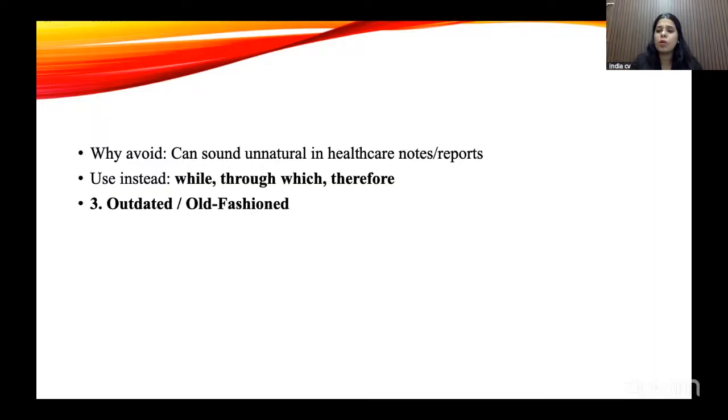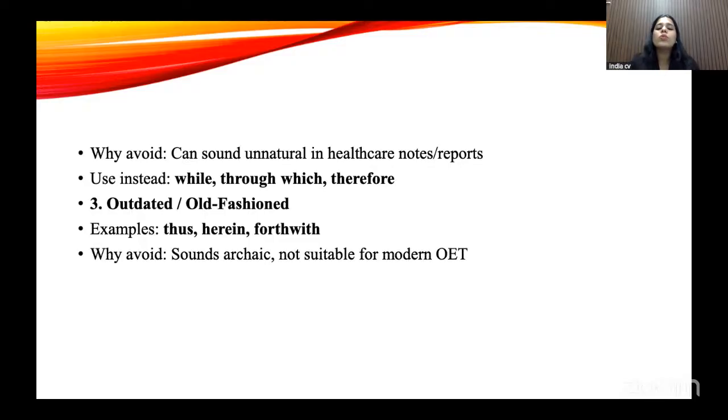Next, outdated or old fashioned connectors. Thus, therein, forthwith. These are connectors that modern English does not use. We don't need to use words which are not suitable for modern OET. We can use here, immediately, these words which add more value to your sentences.